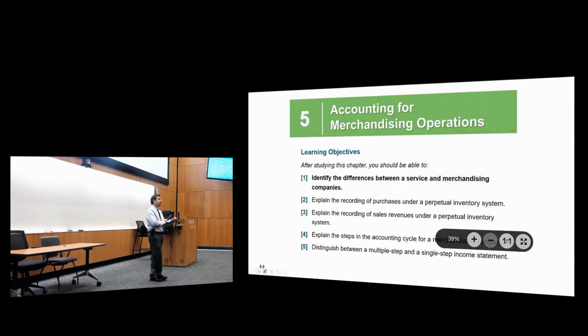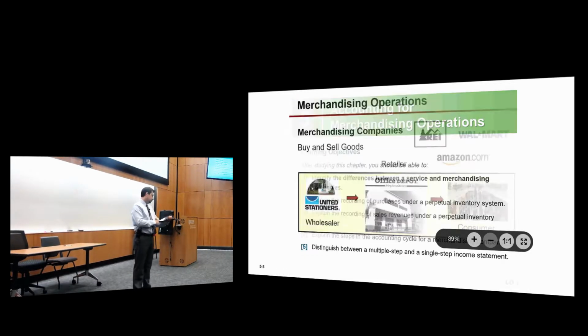Today we will learn how to do the accounting for merchandising companies. We will learn how to journalize sales and purchases for merchandising companies, and then we will learn about a classified income statement, or a multiple step income statement.